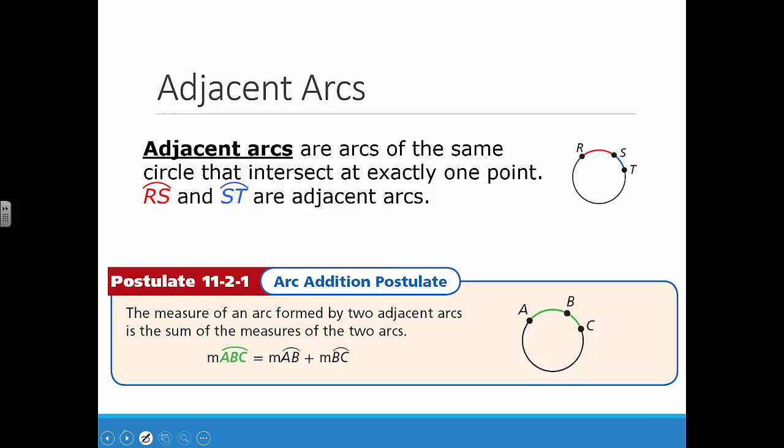So adjacent arcs, hopefully the word adjacent sends something off in your mind. Adjacent arcs of the same circle are ones that intersect at exactly one point. So R to S and S to T are adjacent, or right next to each other. And we have an arc addition postulate that says if you want to find the measure of A to B to C, all you have to do is add AB and BC up if they're adjacent.